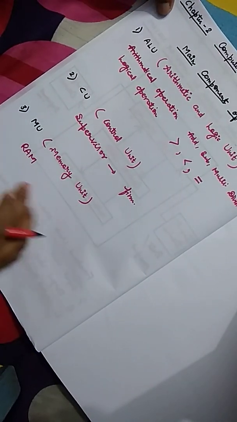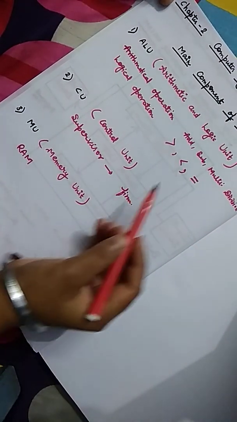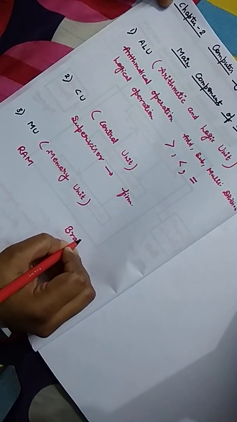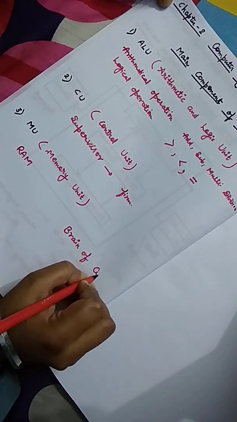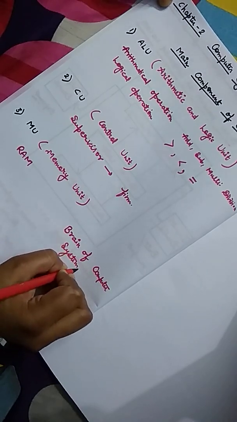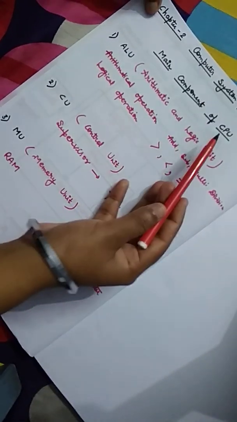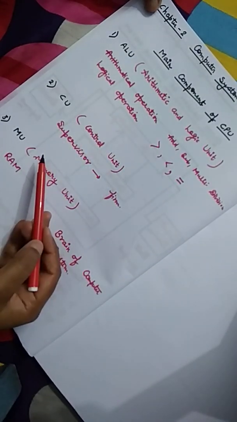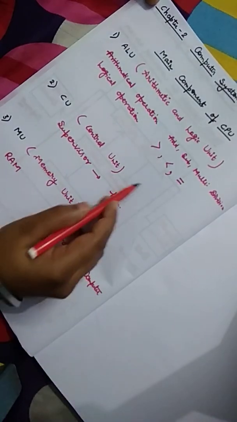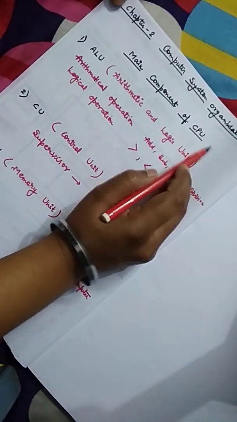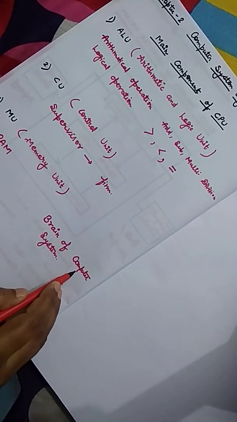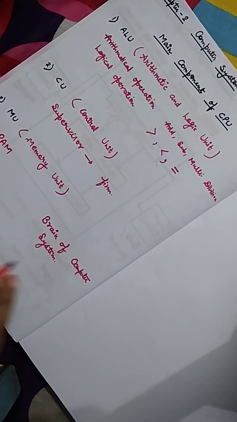So we say that CPU is the brain of the computer system because it contains the main parts of the computer system, that is ALU, CU and MU, and all operations go through this CPU. So we say it is the brain of the computer system.